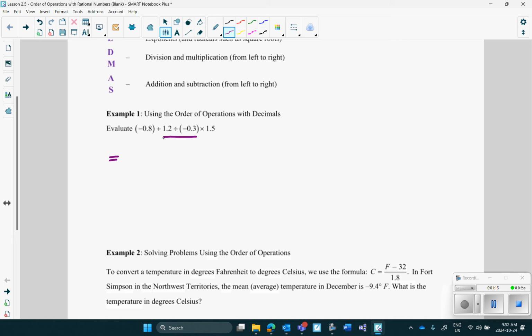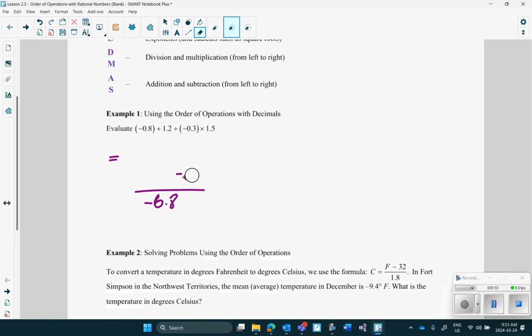So some students may go like this and say, okay, 1.2 divide negative 0.3 gives me negative 4. And then I'm going to do this, which gives me negative 6. And then I'm going to do this, which gives me negative 6.8. Okay, that's not well organized. You want to be organized in your solution, because it's too easy to get lost when it looks like this.